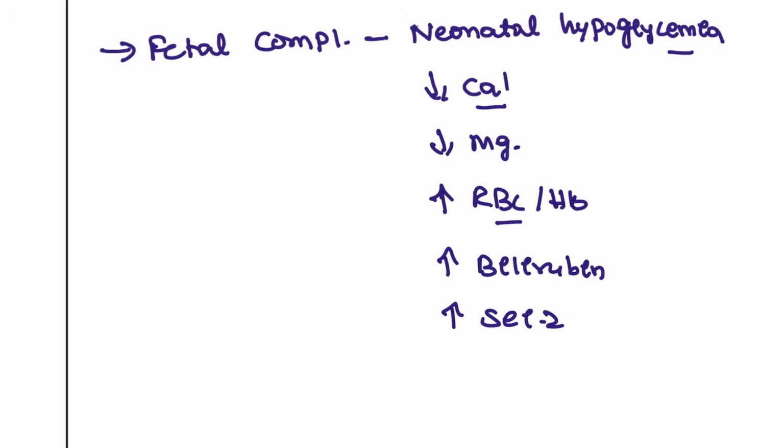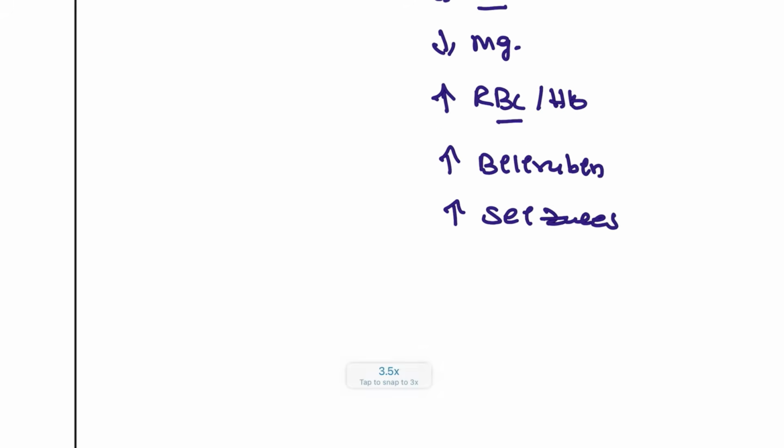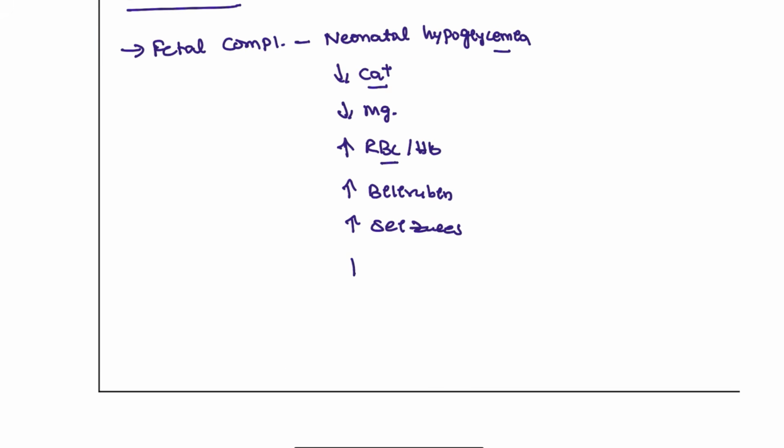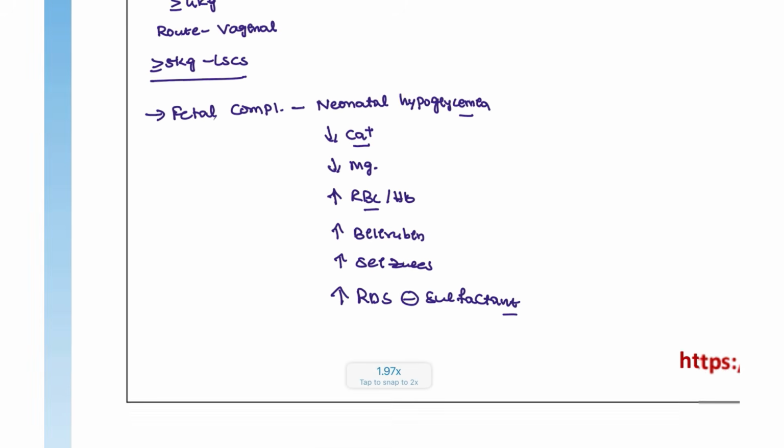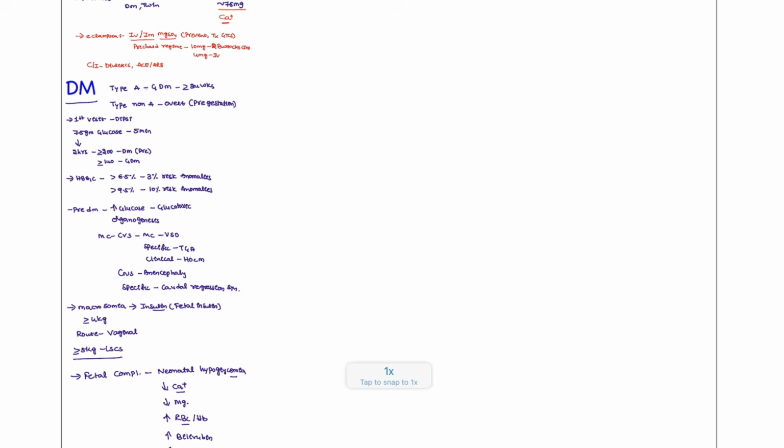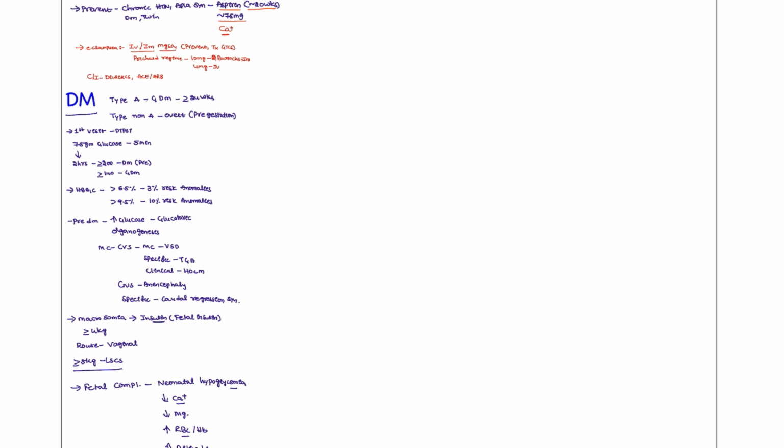So the baby on presentation can have seizures also, seen in these patients, right? Respiratory distress syndrome. Why respiratory distress syndrome? Due to decreased surfactant production, because insulin is toxic to the surfactant, so surfactant will be decreased in this patient. So these are the complications commonly seen with these patients of the pregnancy.